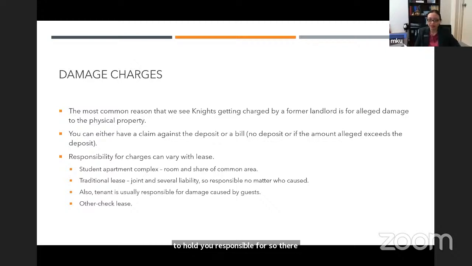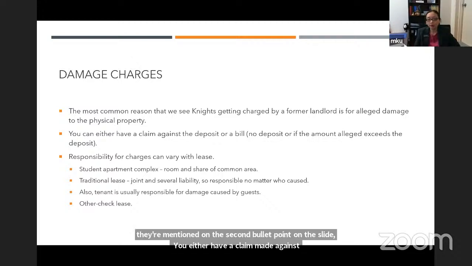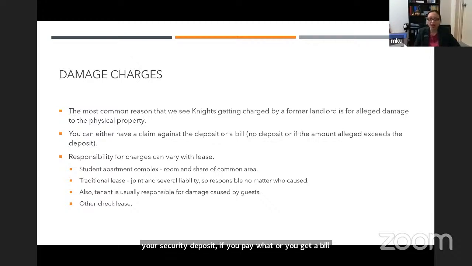So there's two scenarios. They're mentioned on the second bullet point on the slide. You either have a claim made against your security deposit if you paid one, or you get a bill if there's no deposit paid. Or if you paid a deposit, let's say you paid $500, but the landlord is claiming $795, so you're left owing a balance. This is something that we do commonly see.